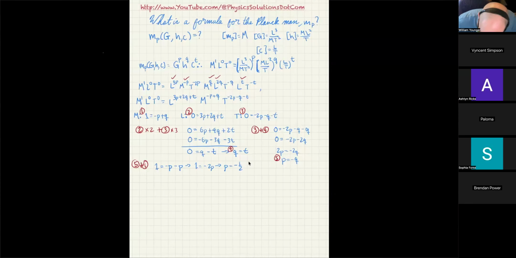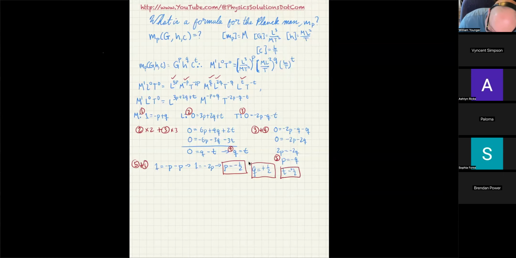So now I have p is equal to negative 1 half. That tells me that q is equal to positive 1 half, because Q is negative P or P is negative Q. And we also found that Q is equal to T, so that means that T is also positive 1 half.